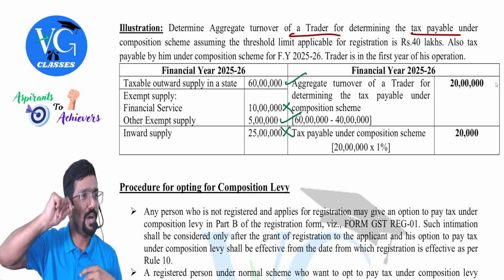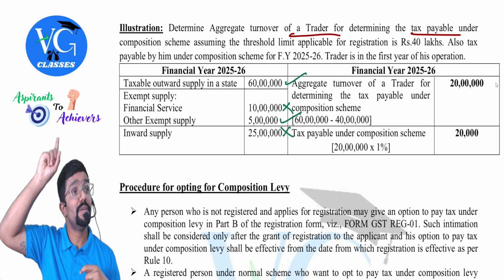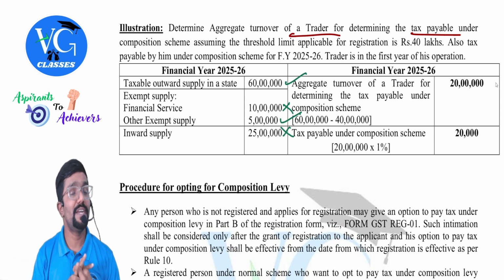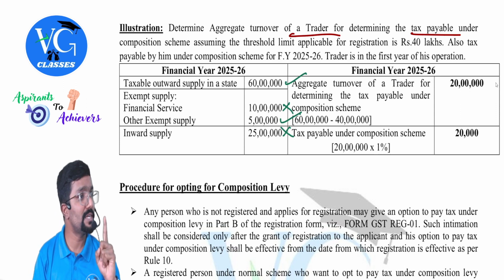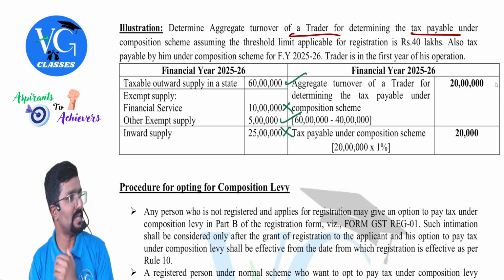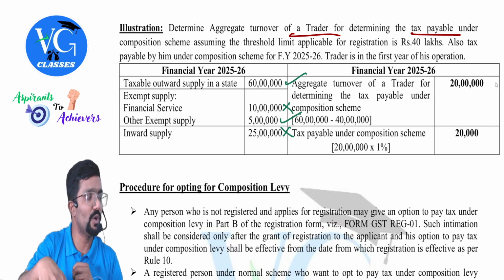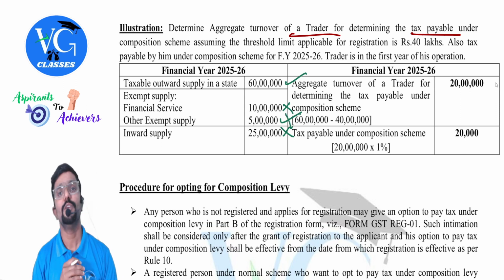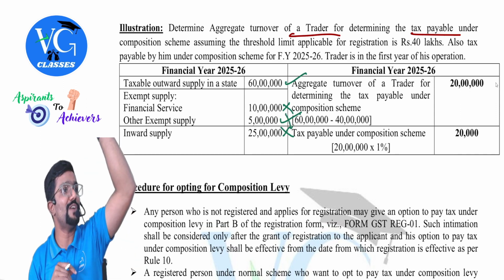Now listen. I should apply explanation 2 also. I should apply even section 10.1. 10.1 told what? What is the tax rate for trader? 1% of taxable supplies. Taxable supplies. So to pay tax for a trader, turnover will not include 5 lakh now. Will not include 5 lakh. Sir, above you took, that was for manufacturer.